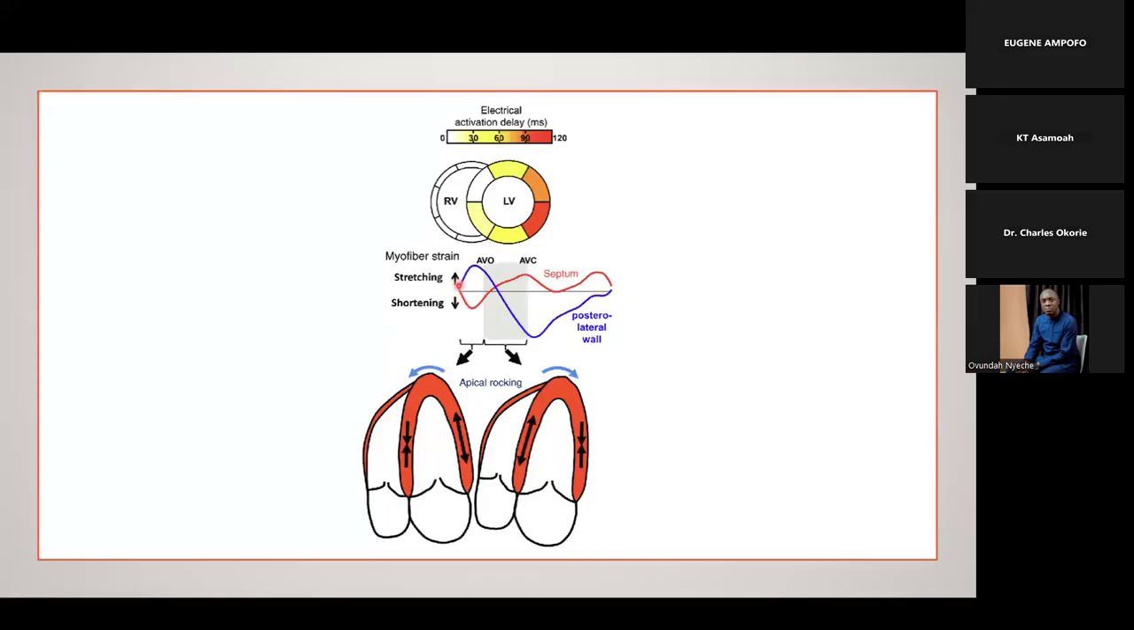So you can see that when the septal wall shortens to contract and then stretches to relax, when the septal wall is stretching to relax, that is when the free wall is now shortening to contract. And you see that in this image here. So that desynchrony affects the adequacy of ventricular contraction.